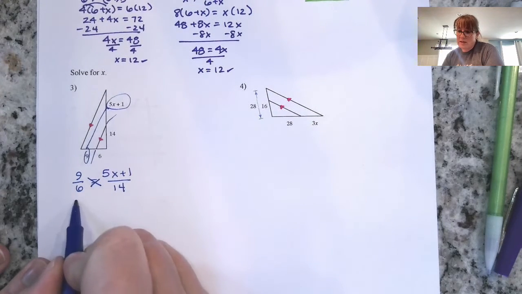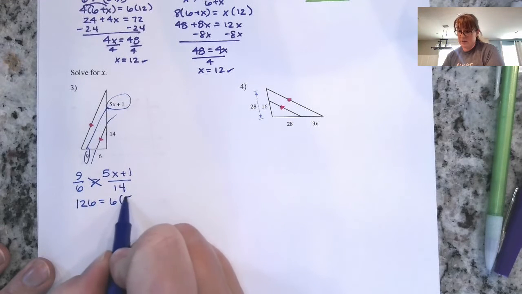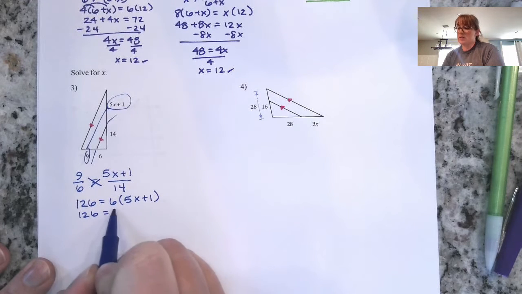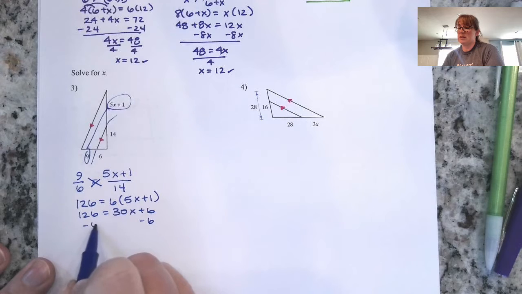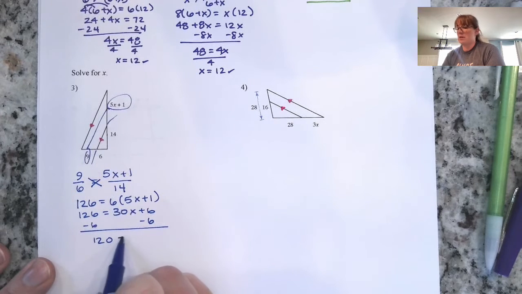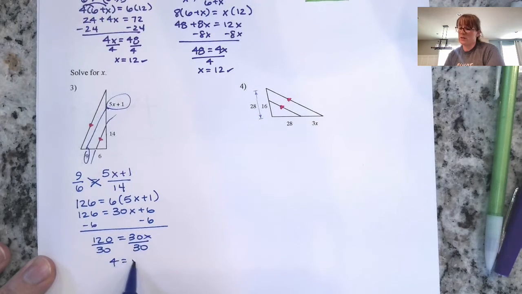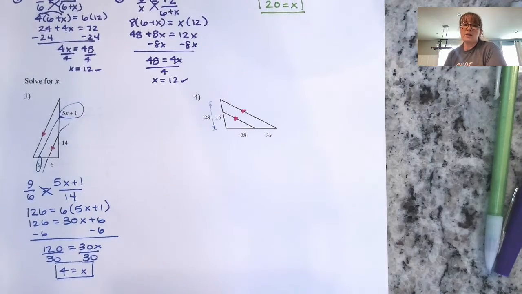So we get 9 times 14 is 126, and then 6 times that quantity. 126 equals 35x plus 6, minus 6, minus 6. Just inverse operations, solving for x. So we get 4 is equal to x. Okay. All right, now let's look at this guy.